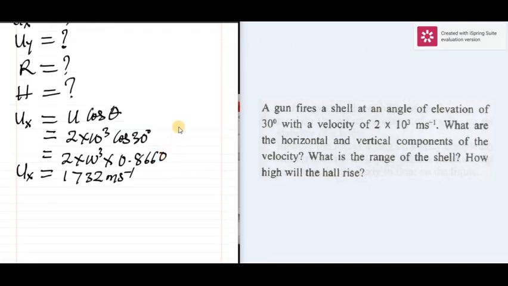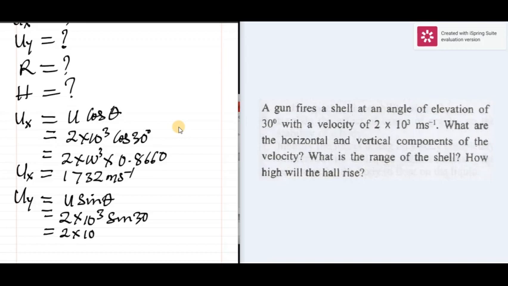The vertical component is expressed as u sin theta. Putting the value also, 2 times 10 raised to the power 3 sin 30. Sin 30 is 0.5. The vertical component will give us 1000 meters per second.